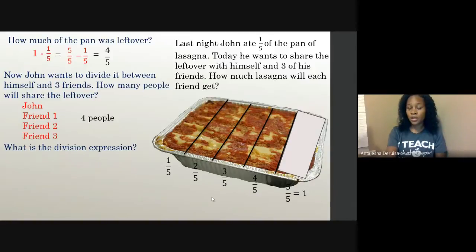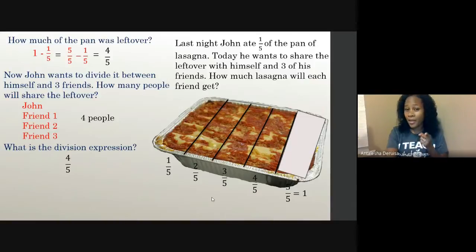So you have to think division. What is division? Division is repeated subtraction or to break into groups. So you have to always start your division expression off with whatever is being divided or whatever is being repeatedly subtracted into groups. So in this case, we're going to start off with the 4/5 pan of lasagna because that's everything that's going to be split evenly between the 4 people. So we're going to start off with 4/5, which represents the leftovers.